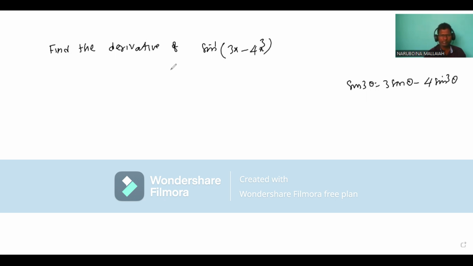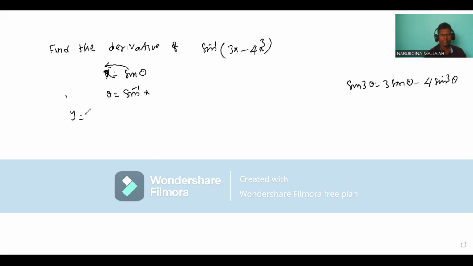So now we are using this. Say x is equal to sin theta. From this, theta is equal to sin inverse x. Finally, we have to substitute this sin inverse x in the place of theta.